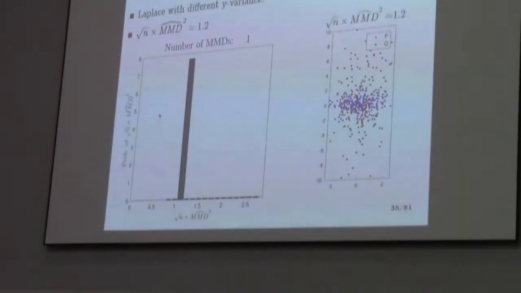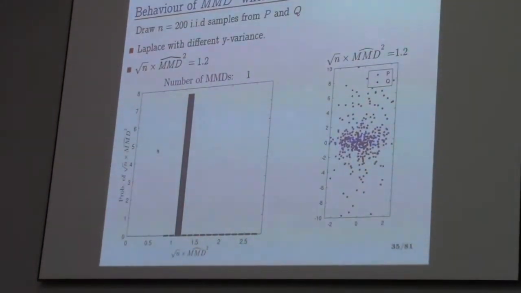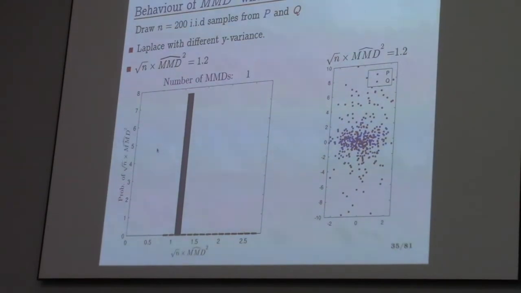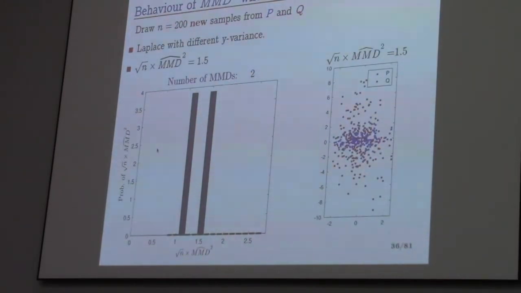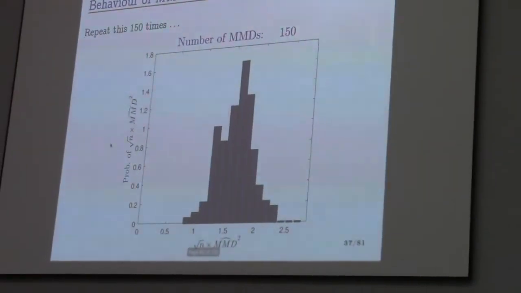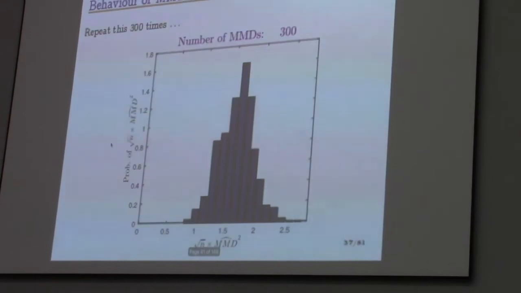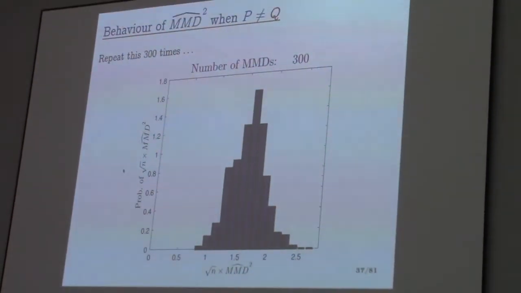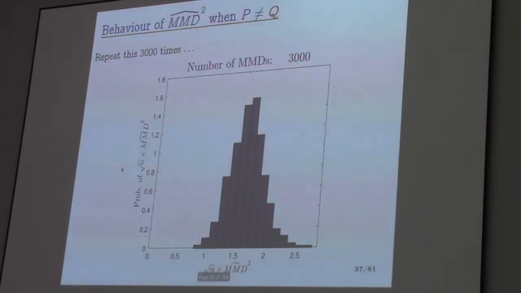On the y-axis, I'm going to say the probability that I saw it. Right now, I've just generated 1, so I see just one value with probability 1. Let's do the experiment a second time. This time I see 1.5, so I put a bar at 1.5. Let's continue 150 times, 300 times. I had a really long flight, so 3,000 times.